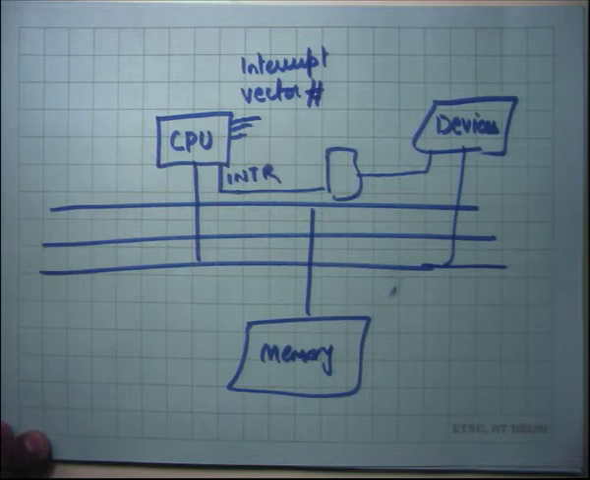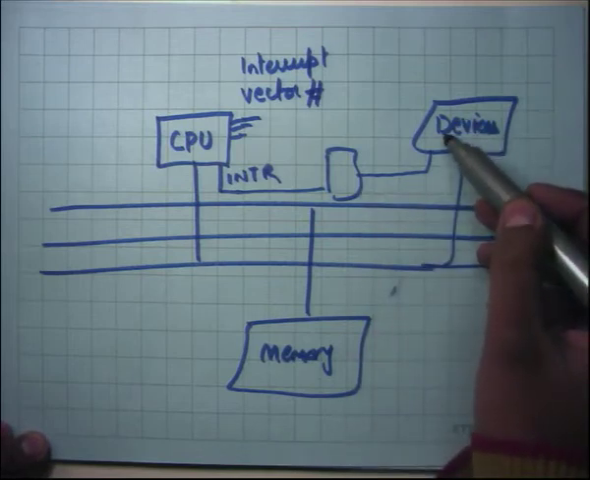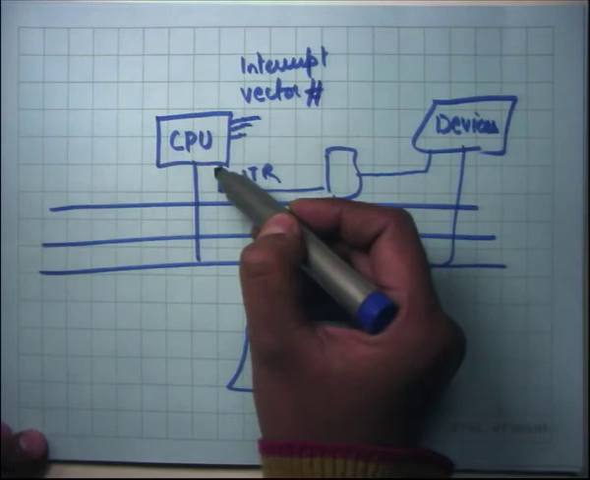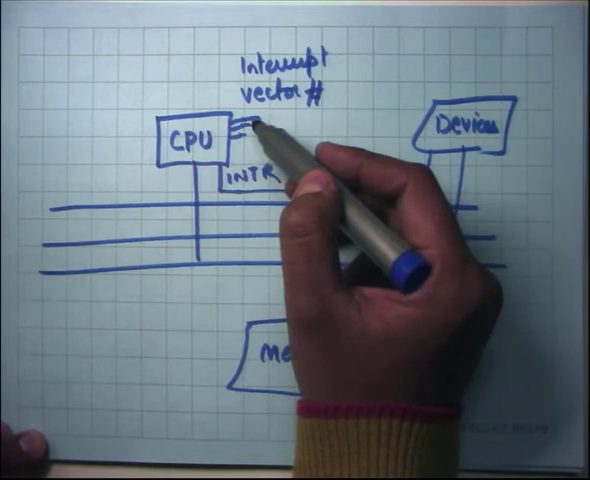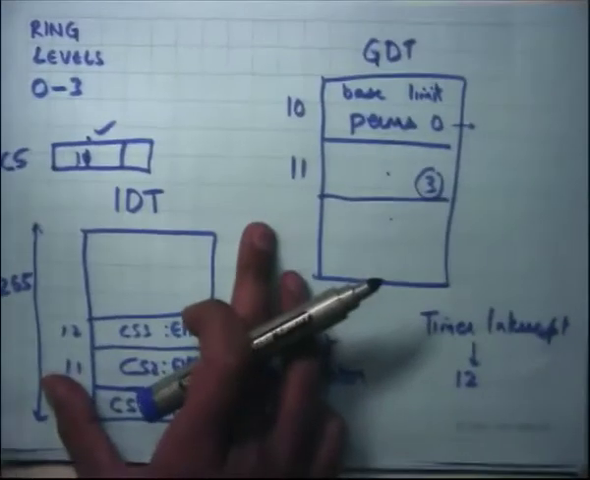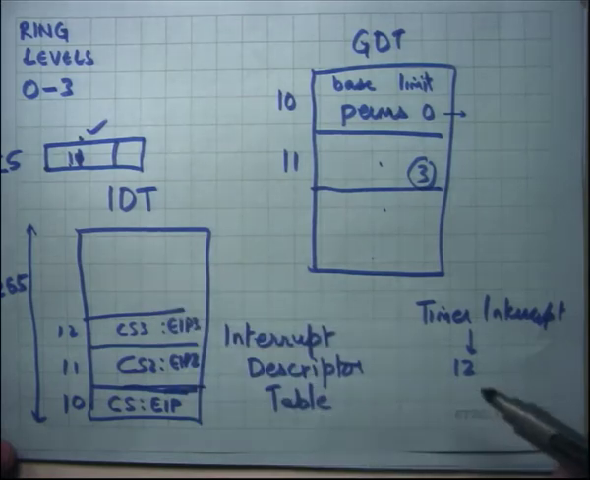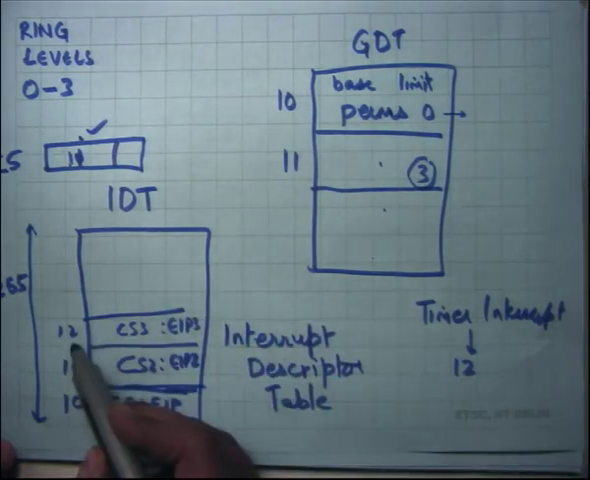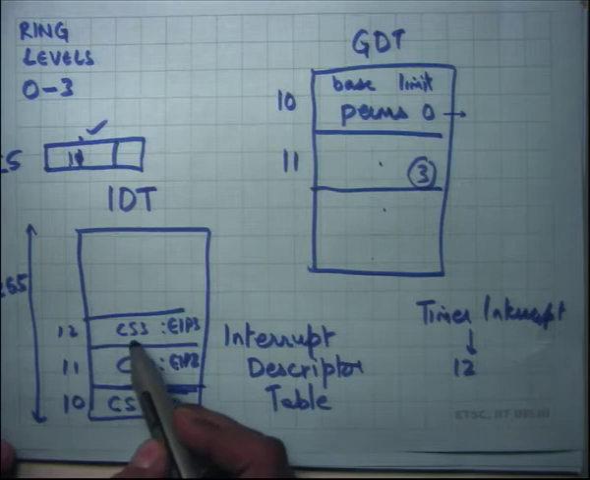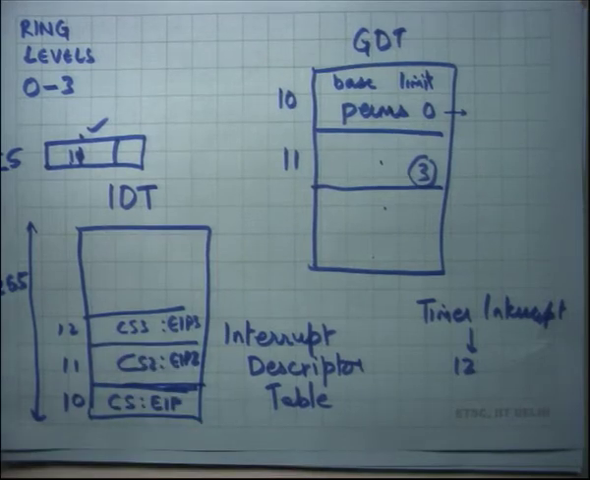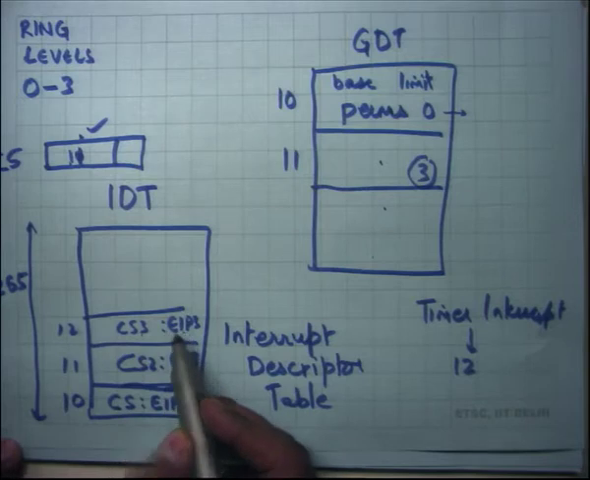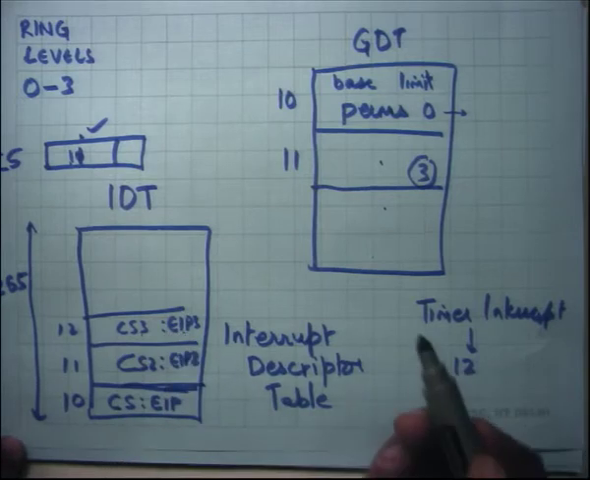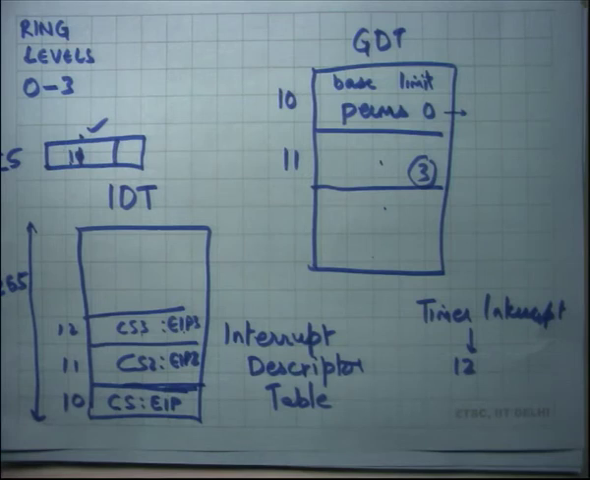Okay. So let's say a device wants attention. It says I want to assert the interrupt pin. The interrupt gets raised with the CPU, but before it raises the interrupt pin, the interrupt vector number has been set appropriately. The interrupt vector number determines which of these entries gets activated. Let's say entry number 12 gets activated, which basically means that whatever it was doing should get interrupted, and the next instruction that should execute should be at this address, CS3 colon EIP3. So that's the semantics of the CPU.